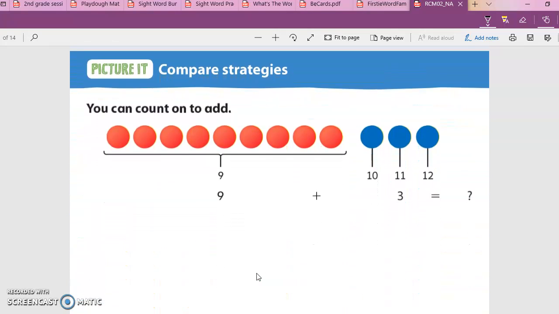You also have this Picture It page. If you flip your page over, you have this Picture It page. This page is just for us to look at. So this is showing us two different ways that we could solve the problem. It drew 9 red circles and 3 blue circles, and then it came up with the equation 9 plus 3 equals, and we can see at 9, 10, 11, 12 that it equals 12.